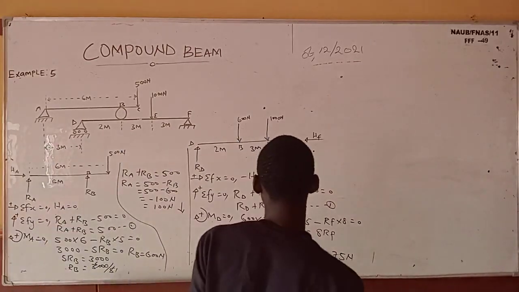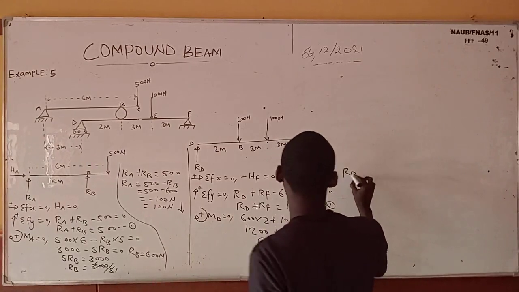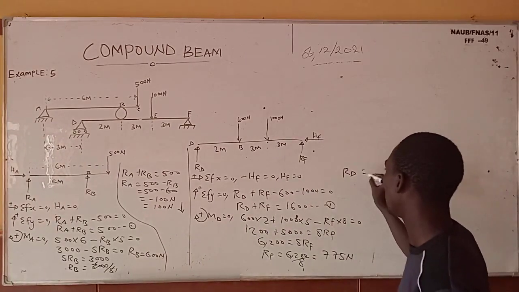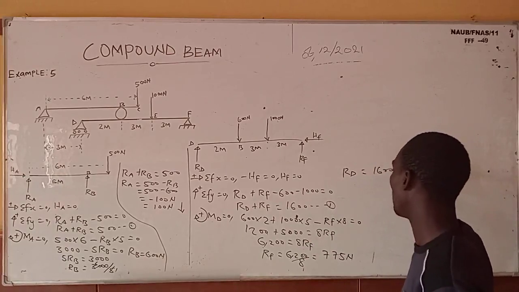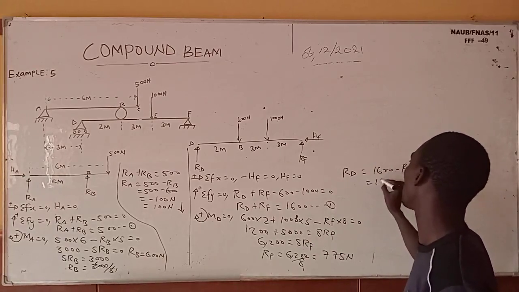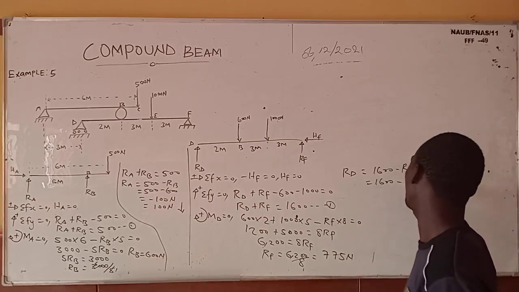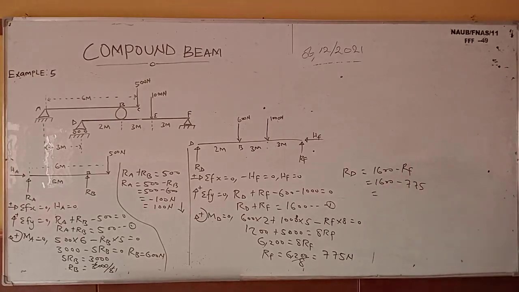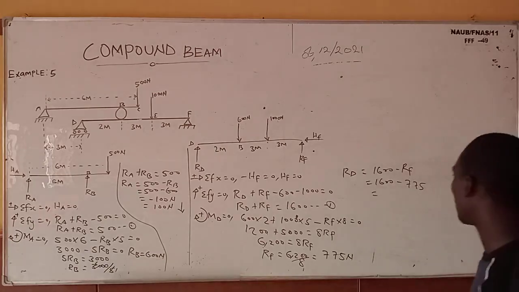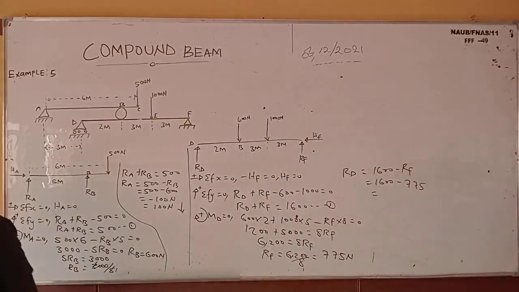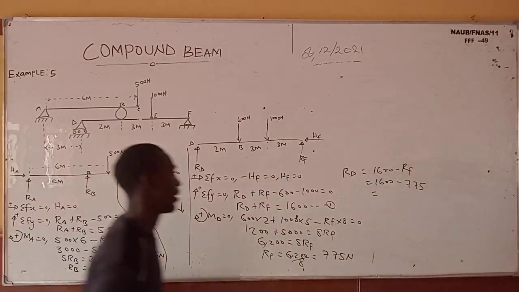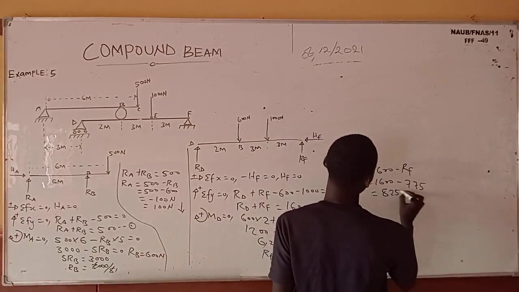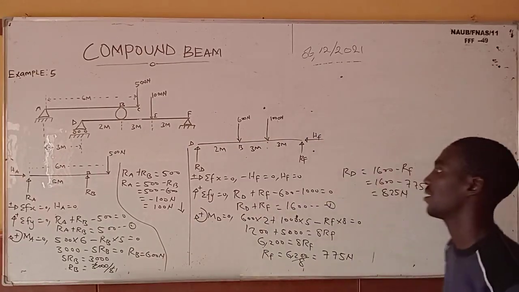Yes. So now can we get our RD? Yes, we can. RD from equation 1 will be equals to 1600 minus RF, which is 1600 minus 775. So if I subtract 700 from this, I'm going to be left with 900. Subtract 75, you'll be left with 825. So it's 825 Newton. So that is the answer.